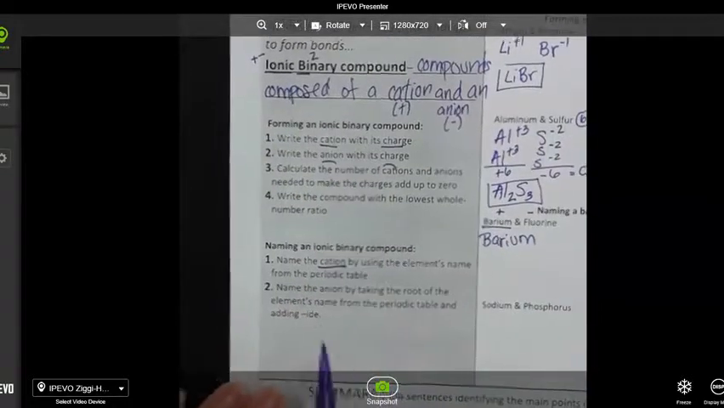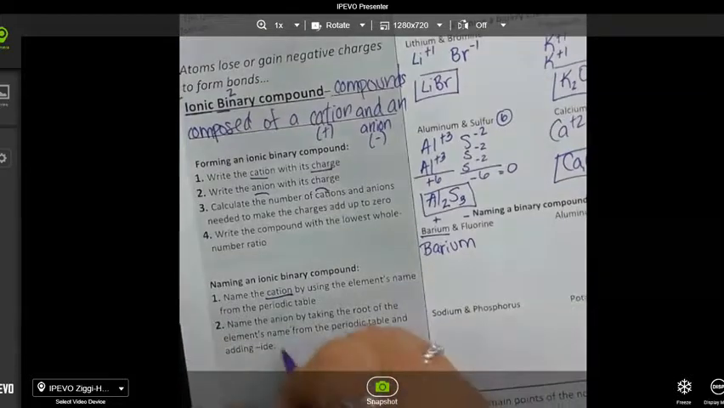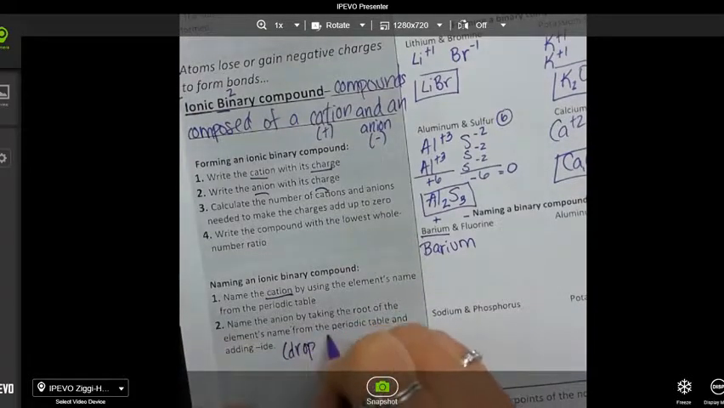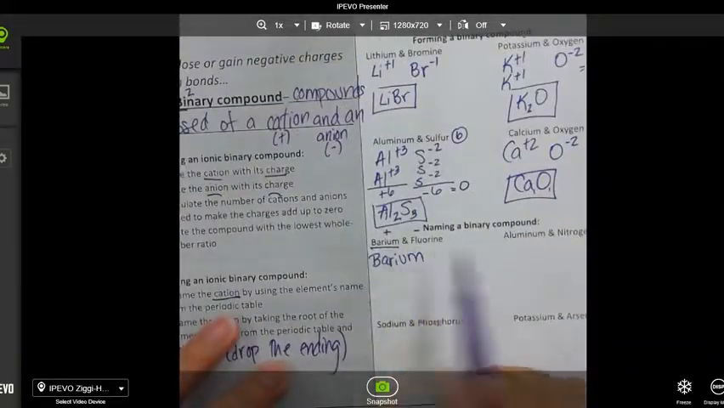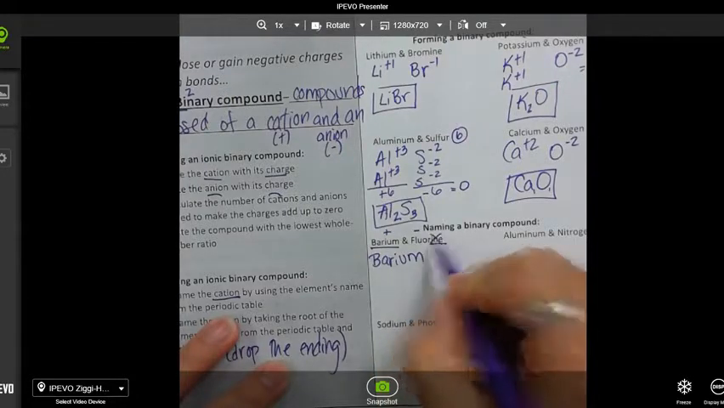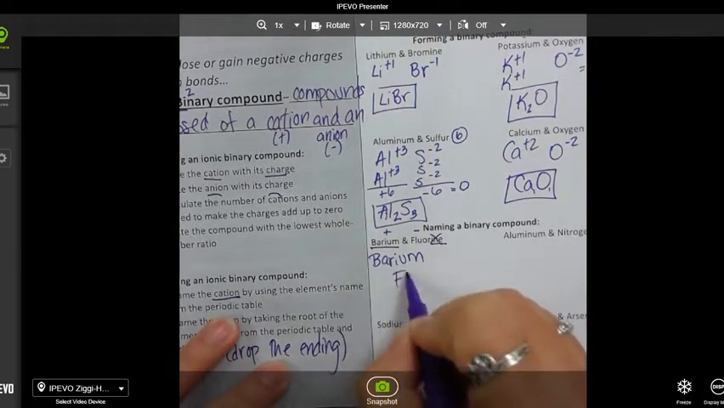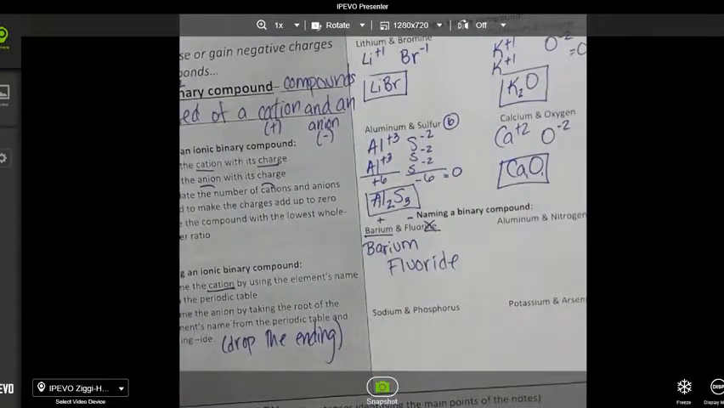Then the next step is to name the anion by taking the root of the element's name from the periodic table and then adding "ide." So what we're going to do is drop the ending, I think would be a better way to put it. So if we have fluorine right here, we're going to drop this INE, and we're going to turn it into fluoride. And that is the name of the compound.